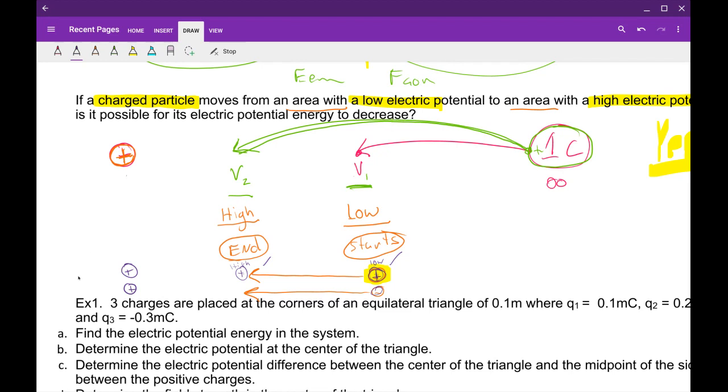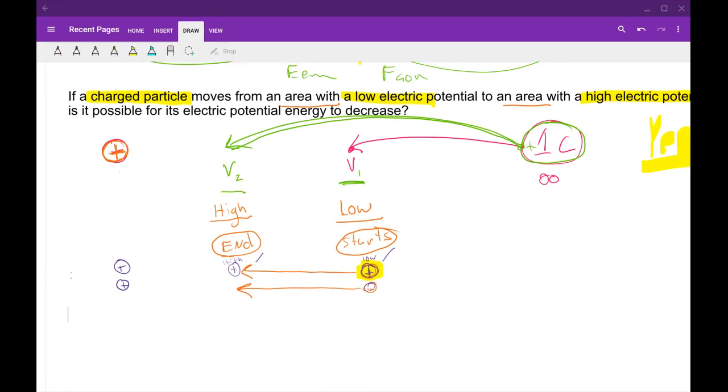I need more space here. Let me see if I can give us more space. I'm going to pause the video. Okay, I think I got it. Now, there we go.